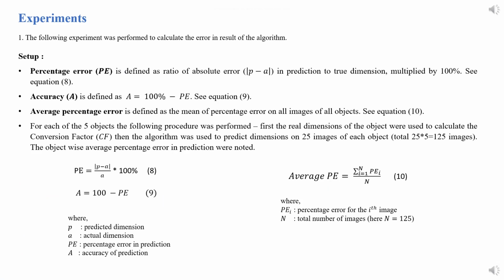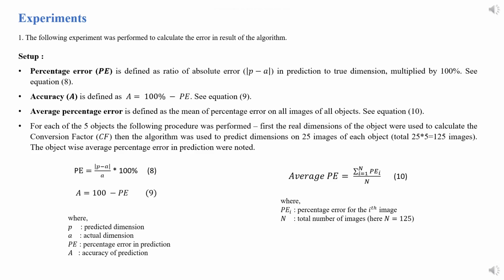Let's look at the first experiment. The method was evaluated on two different parameters: accuracy and average percentage error. We define percentage error as the ratio of the absolute error in the prediction to true dimensions multiplied by 100. Average percentage error is defined as the mean of percentage error on all images of all objects. Accuracy is defined as 100 minus the average percentage error.